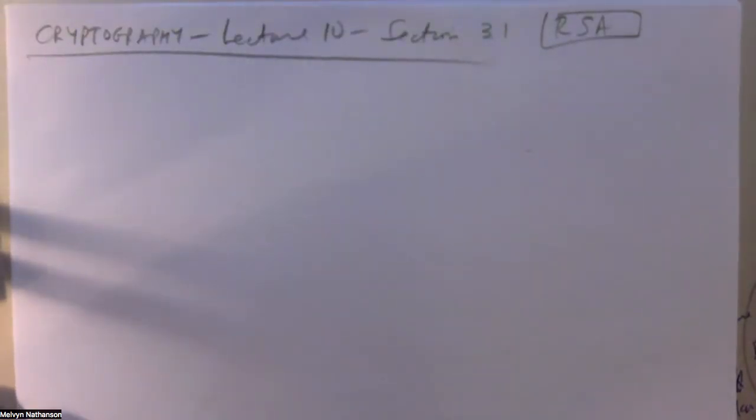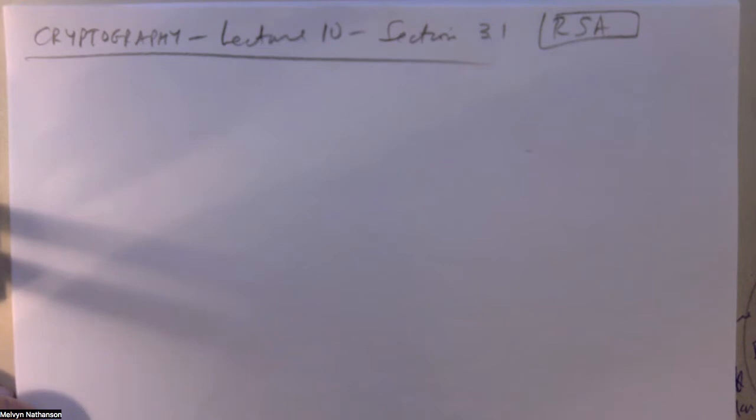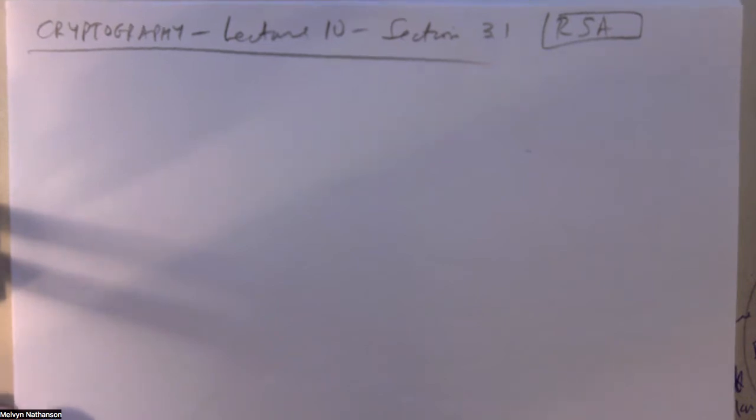We're starting chapter 3 on integer factorization and RSA, which is the most important, most widely used public key crypto system. And it's based on number theory.